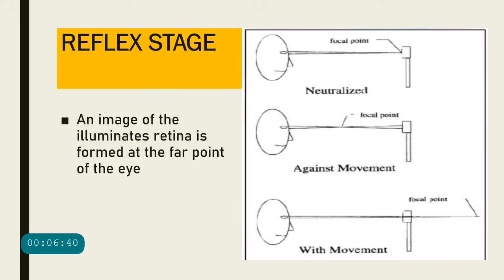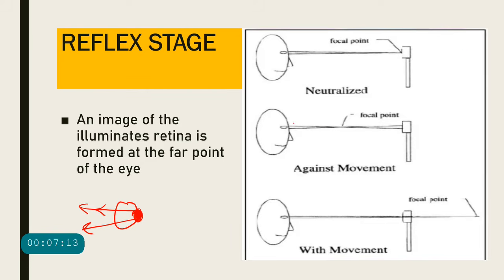Now, the image of the illuminated retina is formed at the far point of the eye. So what happens is we are actually illuminating a part of the patient's retina. Now the retina itself is also going to throw some rays outside the patient's eye, and this image of the retina of the patient will be formed at the conjugate focus, which is the far point of the eye. So in case of a patient who is emmetrope, where will it be formed? It will be actually formed at infinity.